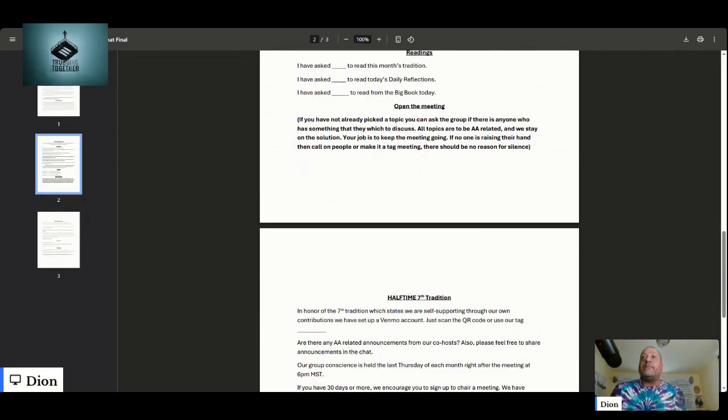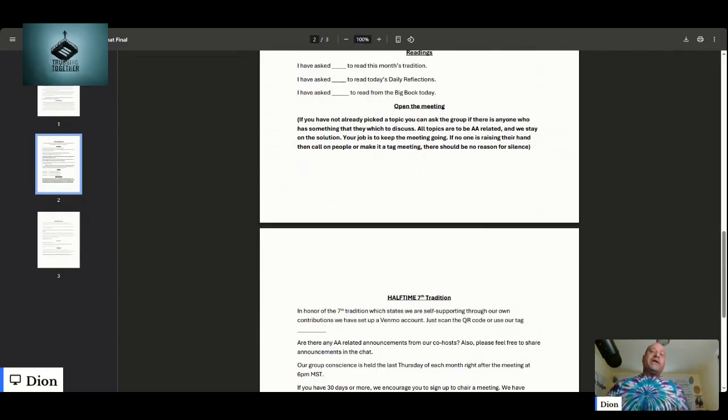Your job is to keep the meeting going. If no one raises their hand, then call on people or make it a tag meeting. There should be no reason for silence. Okay, there are some groups that have meditation time. We do not. You meditate on your own time. We are there for camaraderie and fellowship.